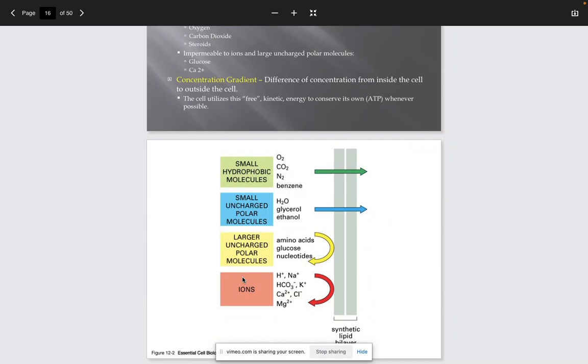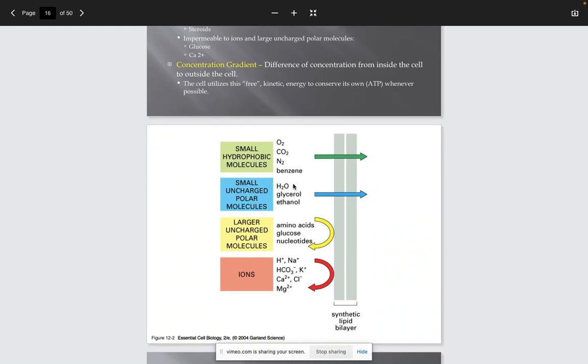This is just a picture here that I think is very good. This is essentially just going to show you what can get through. And again, small hydrophobic. Hydrophobic just means what? Non-polar, right? Polar molecules are hydrophilic, whereas non-polar are hydrophobic. So oxygen can get through, it's small. Carbon dioxide can get through, it's small. Nitrogen can get through, it's small. Water can get through, it's small and uncharged.